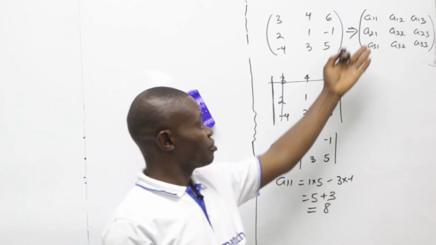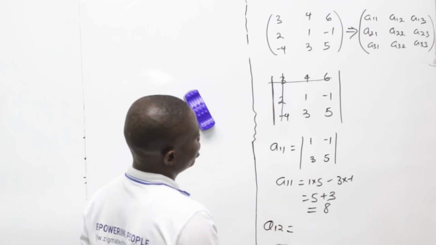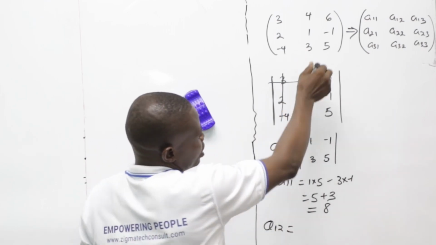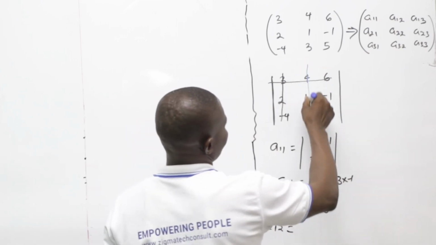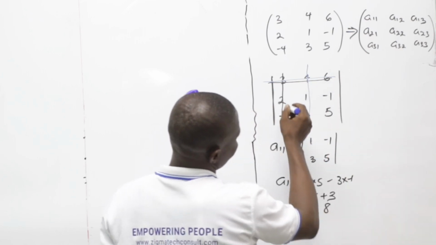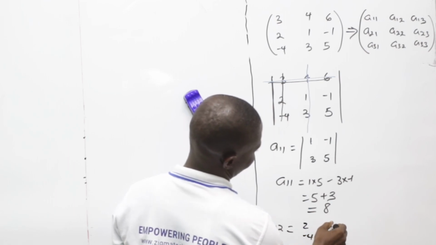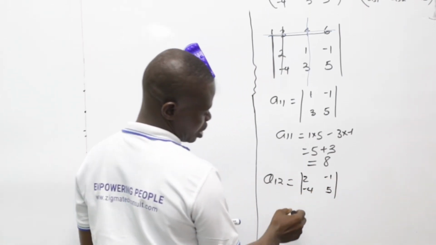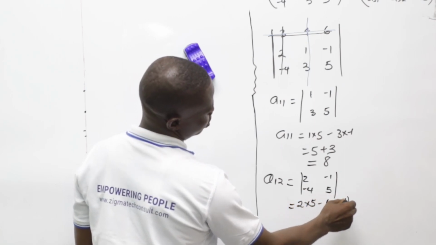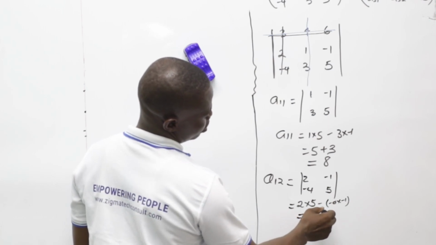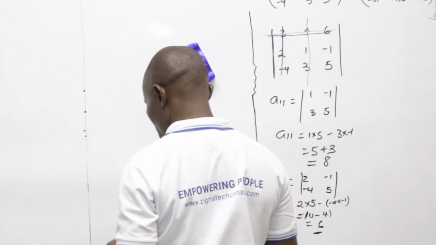Okay, what next? A12. A12 equals the same thing. See where the position is. That is, you are going to cancel the row and column. A12, you are canceling here. What is going to remain? See what will remain now: 2, minus 4, minus 1 and 5. So 2 times 5 minus bracket minus 4 times minus 1 equals 10 minus 4. They give us 6. So A12 is 6.